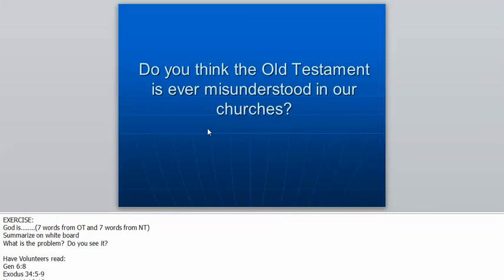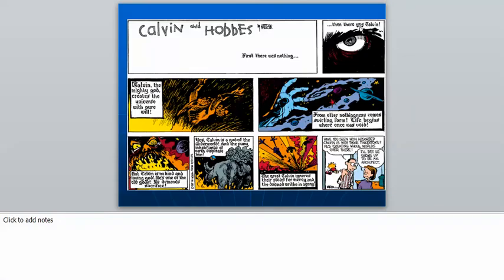All right. Well, what about the Old Testament? Do you think it's ever misunderstood in your churches? This little Calvin and Hobbes cartoon illustrates the misconception. I mean, basically, we all hear there's the God of the Old Testament and there's the God of the New Testament. God of the Old Testament's mean and vindictive, and he likes war. The God of the New Testament, well, he's all grace. He's all love. He's the one who we really want to get to know, not the God of the Old Testament.